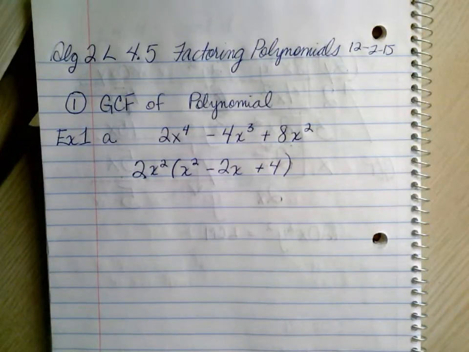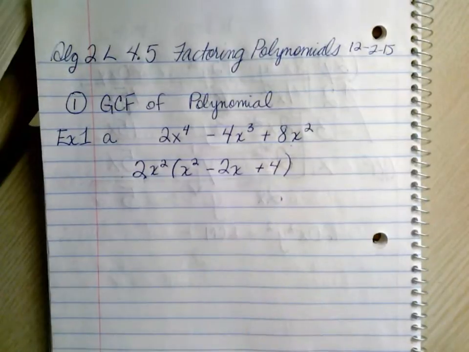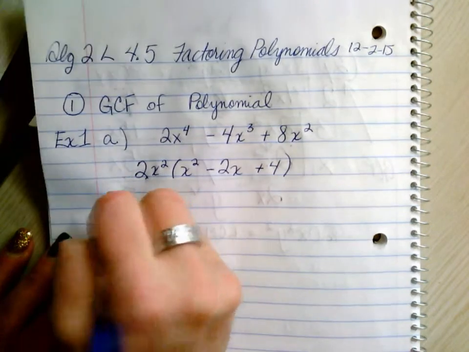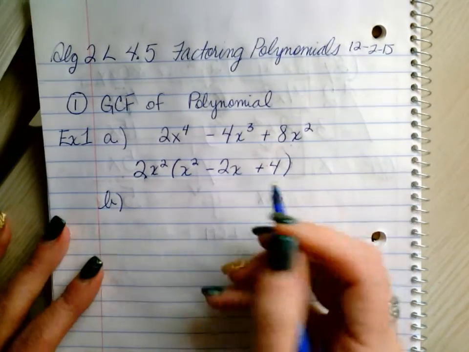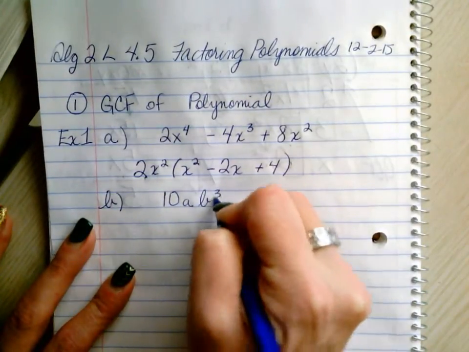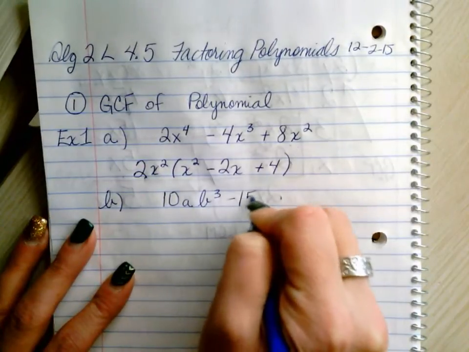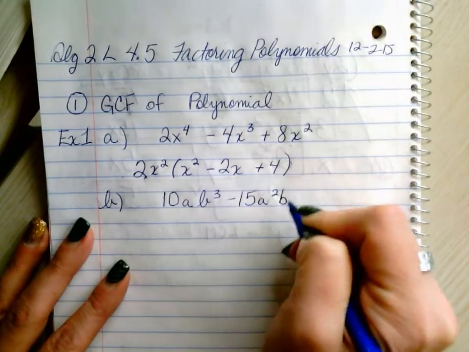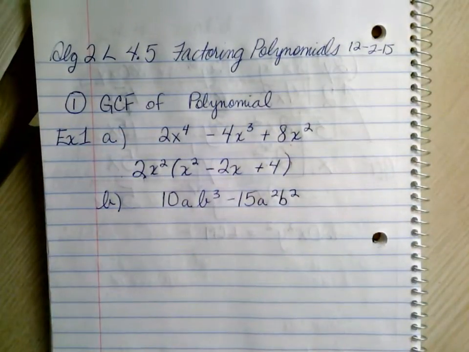Okay. So based on that, I have pulled out the greatest common factor and I have factored this using the greatest common factor. The next one that I have, letter B, is 10ab cubed minus 15a squared b squared. We're going to do the same technique with this one, okay?